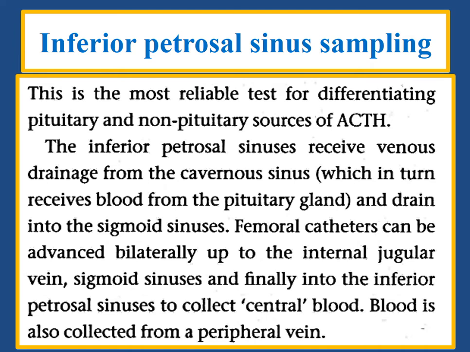Inferior petrosal sinus sampling. This is the most reliable test for differentiating pituitary and non-pituitary sources of ACTH. The inferior petrosal sinus receives venous drainage from the cavernous sinus, which in turn receives blood from the pituitary gland and drains into the sigmoid sinus. Femoral catheters can be advanced bilaterally up to the internal jugular vein, sigmoid sinus, and finally into the inferior petrosal sinus to collect central blood. Blood is also collected from a peripheral vein.